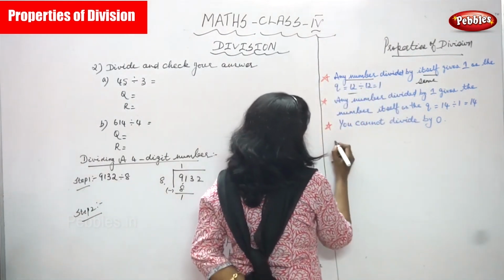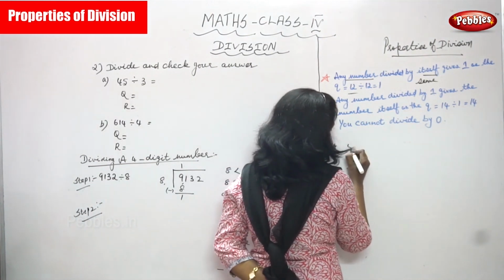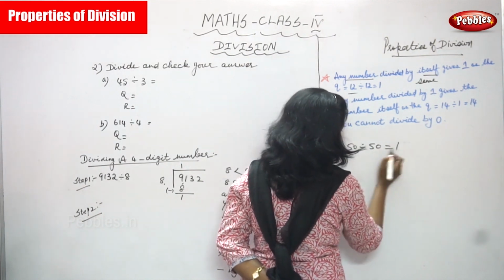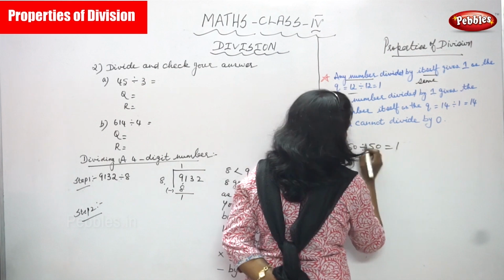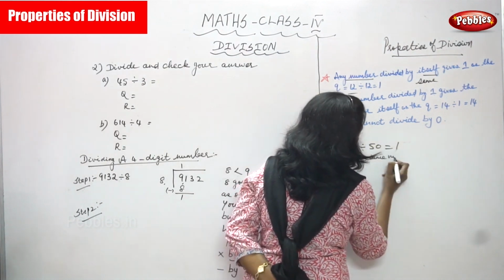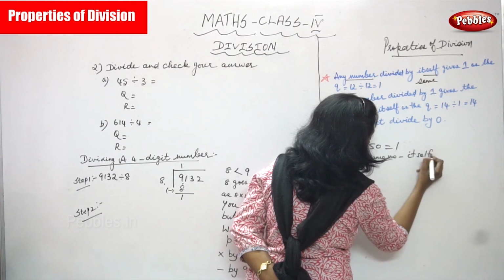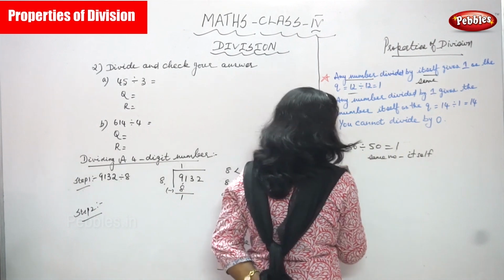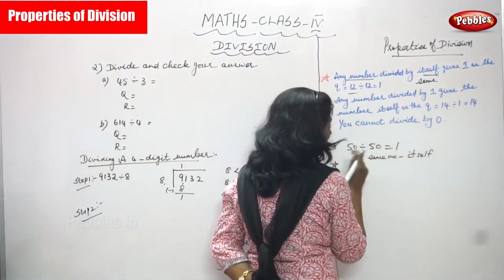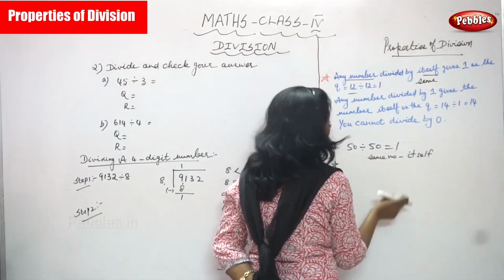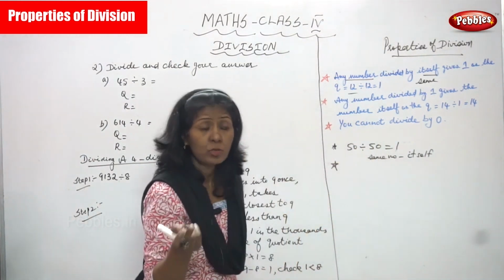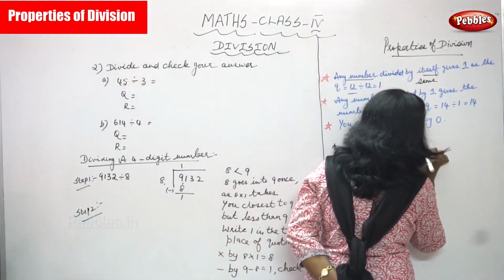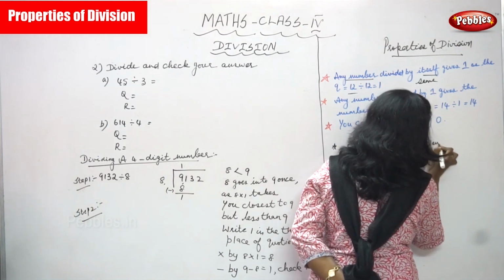For example, I have written 50 divided by 50. You get 1. Itself means the same number. Any number divided by itself, the same number, you get 1. Any number divided by the same number gives 1. So 1 is the quotient. Q means quotient.